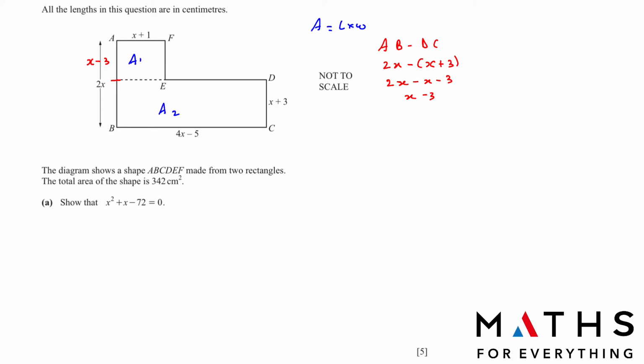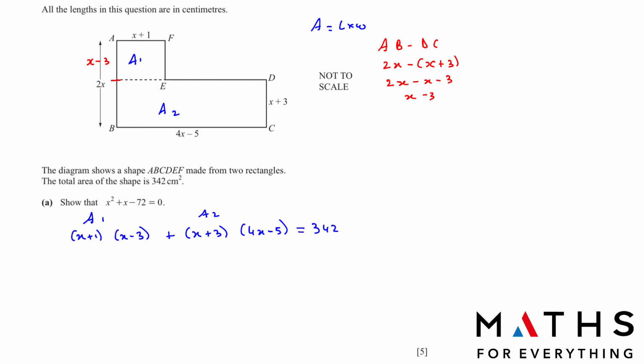Let's write down the area 1. Area 1 is (x plus 1) multiplied by (x minus 3), plus area 2. Area 2 is (x plus 3) multiplied by (4x minus 5). This whole thing is equal to 342 square centimeters.